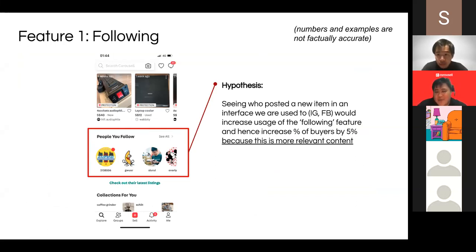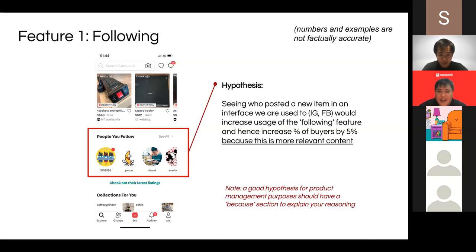And there's a hypothesis that we created. This feature didn't used to exist, so when we thought about building it, we created a hypothesis. Seeing people who posted a new item in an interface we are used to, like the interface we see in Instagram and Facebook, would increase usage of the following feature and hence increase the percentage of buyers by 5%. And importantly, one of the best practices I like to follow in a hypothesis is to add why. Because this is more relevant content, you don't just say, I think it will increase by 5%, you want to figure out why.